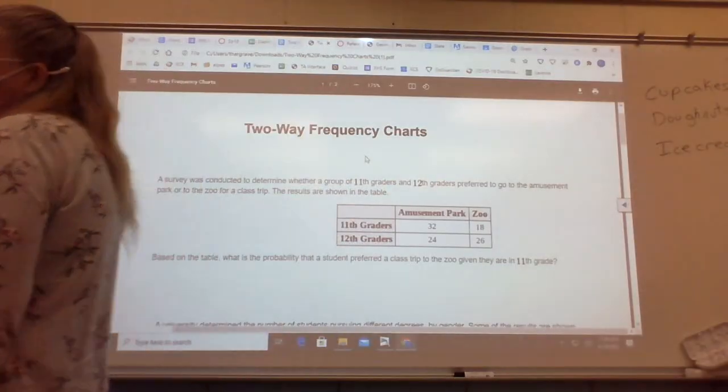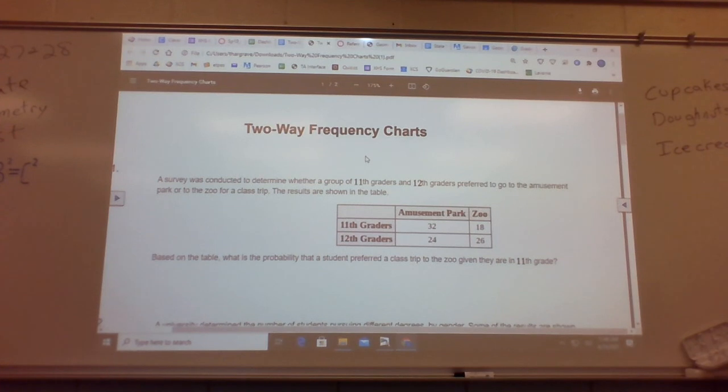So last week, we were looking at two-way frequency charts, and this is kind of finishing up the probability stuff. On this one, a survey was conducted to determine whether a group of 11th graders and 12th graders preferred to go to the amusement park or to the zoo for a class trip. The results are shown in the table.